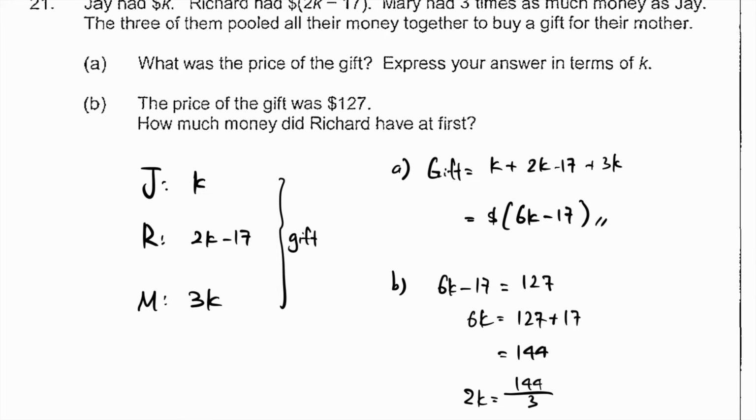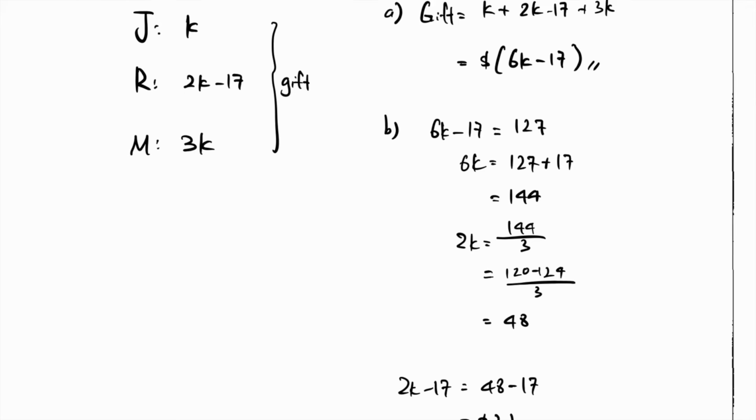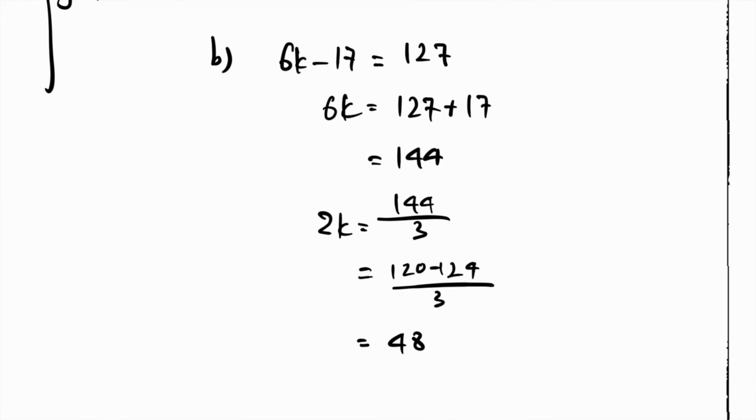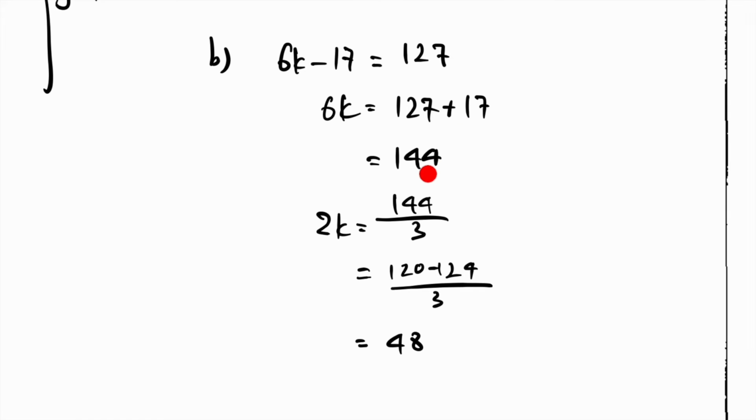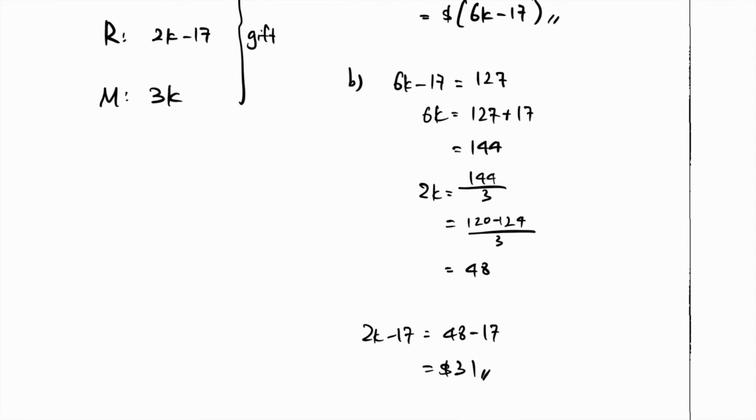How much did Richard have at first? So Richard has 2K minus 17. That's what we want. Okay, so we're going to sub this into equal to 127. Bring that negative 17 over, becomes positive 17. So that's 144. Now we're interested in 2K, aren't we? So do we have to find K? Not really. We'll just divide by 3 to obtain 2K straight away. So 6K divided by 3 gives me 2K. 144 divided by 3 gives me 48. Looking at our diagram, we are interested in R, so that's 2K minus 17. So take that 48 minus 17 and you obtain your answer.